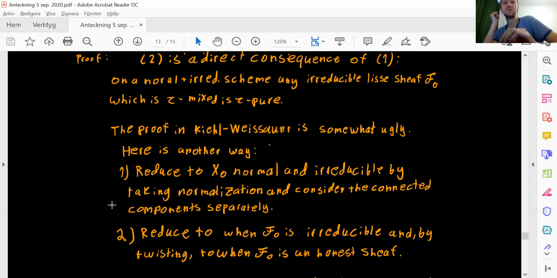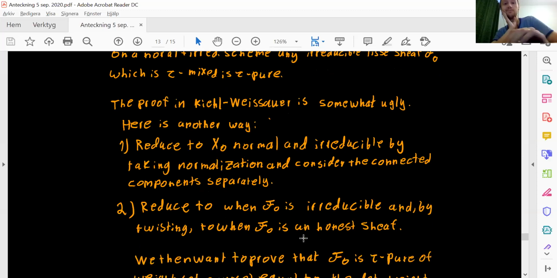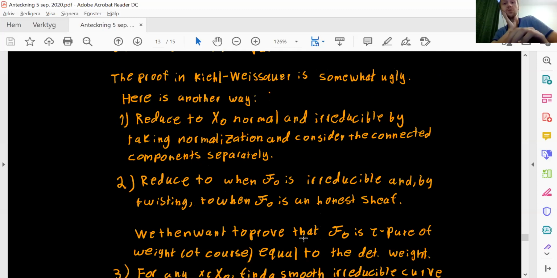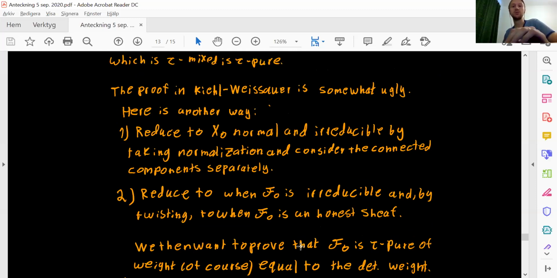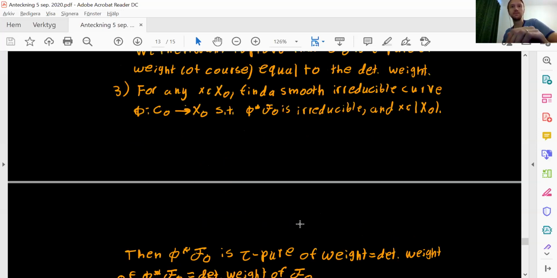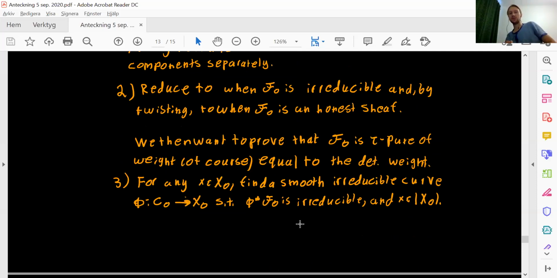You can then reduce to when F0 is irreducible, and then by twisting by a Weil sheaf that is pulled back from the base field, you can assume that F0 is also an honest sheaf, not a Weil sheaf. You then want to prove that F0 is tau pure of weight, of course, equal to the determinant weight. So to recapitulate, we now want to prove just that F0 is tau pure of weight equal to the determinant weight, and F0 is now irreducible and honest. So here's one way to do this.